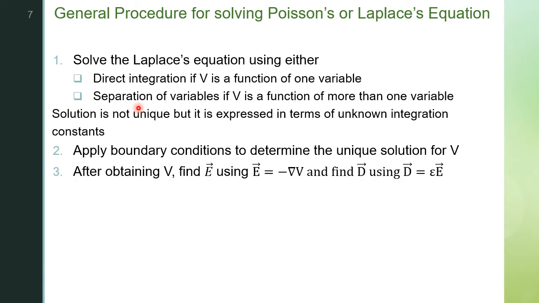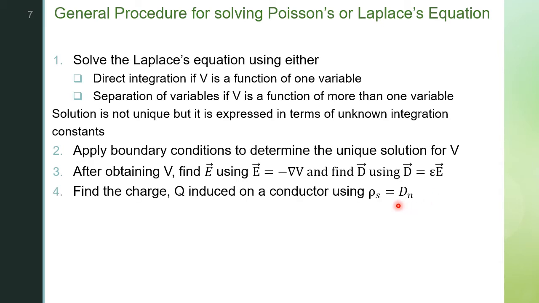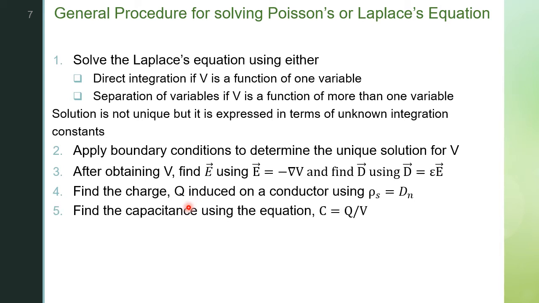Now, if you have the value of V, you can find E using E equal to minus del V, and flux density is determined as D equal to epsilon E. Now, to find the charge, we use the boundary condition rho s equal to D n. That is, if we have a conductor dielectric boundary, the normal component of flux density is equal to the charge density. So, if we get the value of rho s and multiply it with the area, we will get the total charge Q. And finally, we can find the capacitance using the equation C equal to Q by V.